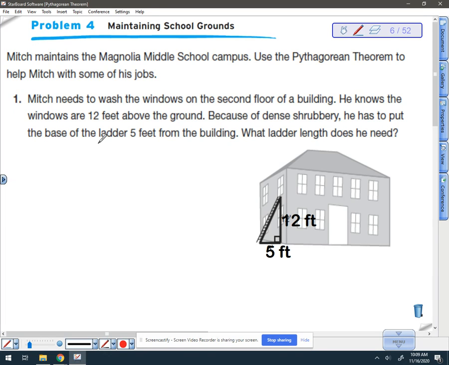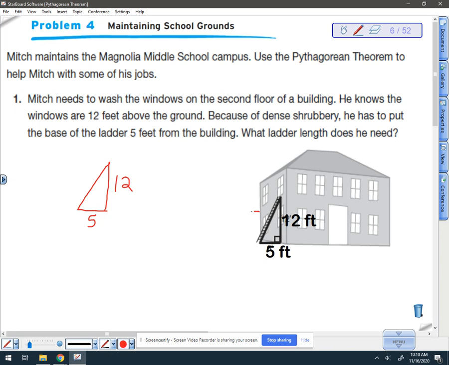So Mitch needs to wash the windows on the 2nd floor of a building. He knows the windows are 12 feet above the ground. So if you go to draw your triangle, you know that your triangle is going to go up 12 because it's 12 feet above the ground. Because of the dense shrubbery, he has to put the base of the ladder 5 feet from the building. So if he's got a ladder leaning against the building, the bottom of the ladder is 5 feet away from the building. So what ladder length does he need?